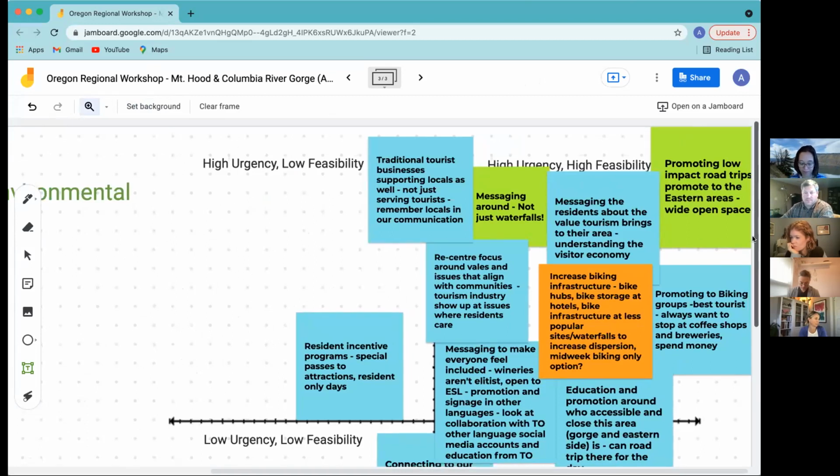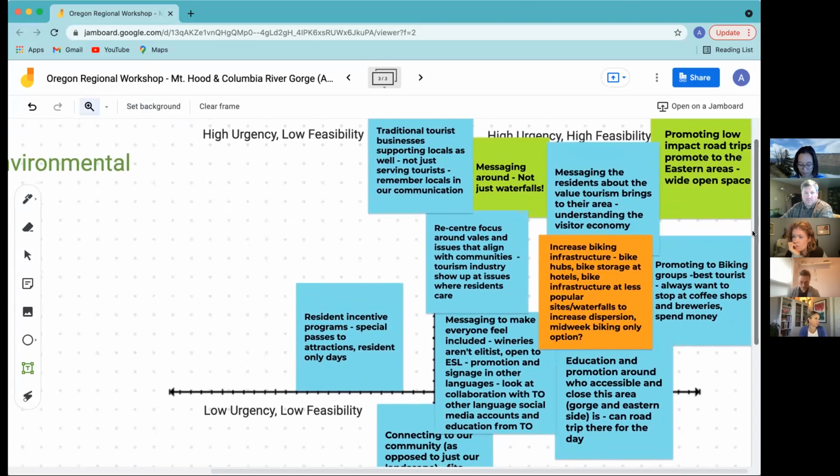So we talked a lot about it, and it all stems from what we talked about previously. One of the big ones was promoting those low impact road trips to the eastern areas, those wide open spaces, making sure our messaging is not just around the waterfalls, especially when we're talking about the Gorge, really expanding that. Another thing we talked about was promoting to the bicycling groups, they're great tourists. They always want to spend money, which is nice, and increasing that biking infrastructure. So those bike hubs, the bike storage at hotels, that's really targeted at people who have those really expensive bicycles and are worried about the safety of those.